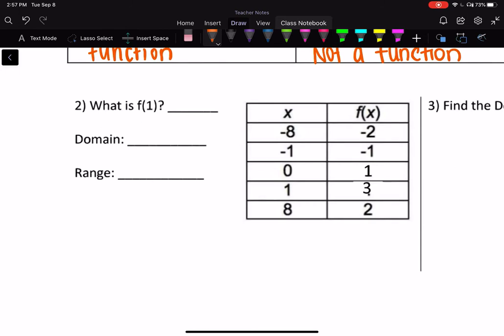Moving on to number 2. What is f of 1? Remember that 1 is an x value, so we'll go look for 1 in my x box and then find my y value, or my function value, which is 3. Next, I'm going to list off my domain. My domain is the set of all x values, going from least to greatest. And range is my y values, and again, we will put curly braces around them and list them from least to greatest.